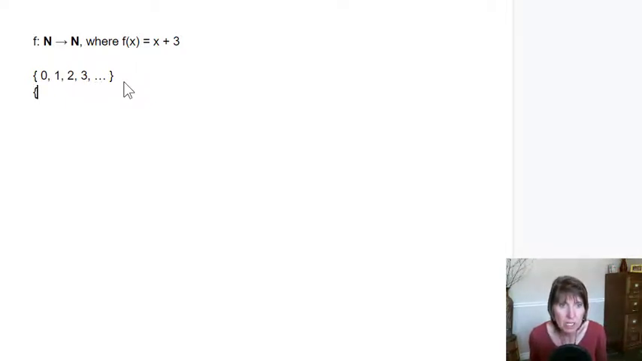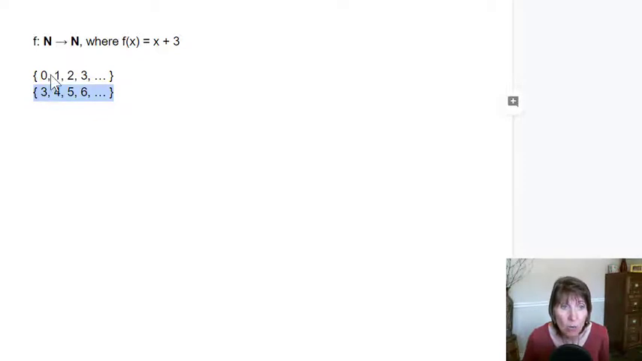When x is 0, it maps to 0 plus 3, which is 3. When x is 1, it maps to 1 plus 3, which is 4. When x is 2, it maps to 2 plus 3, which is 5. And we can see this pattern going on indefinitely, infinitely. And so we see that this is the range. We just took each individual one and we see this is going to continue.